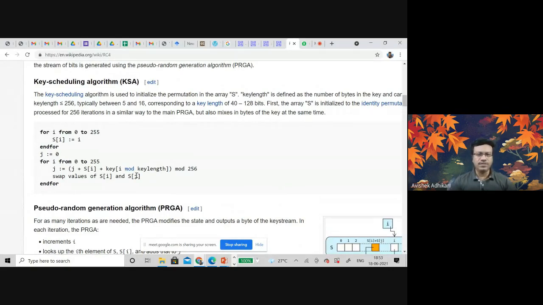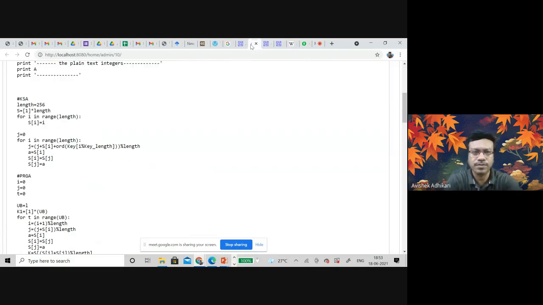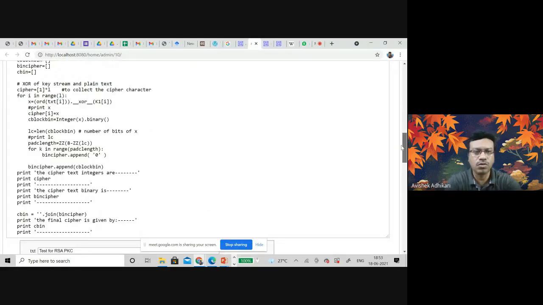It's very easy, very simple. What is it doing? The key scheduling algorithm is used to initialize the permutation in the array S. Key length is defined to be the number of bytes in the key. Suppose, let me show you one of the implementations done by me. So it's RC4 encryption, and this is the code.